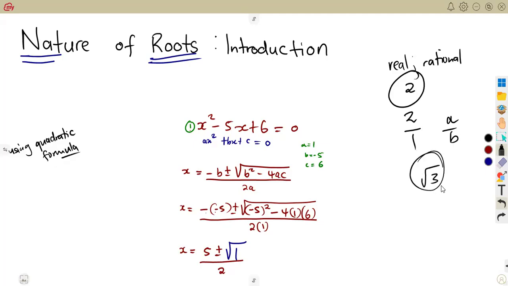Like, directly, we can't simplify them. The calculator can, but we can't. These are irrational, but this one is rational. This is like the nature of a number, looking into it.